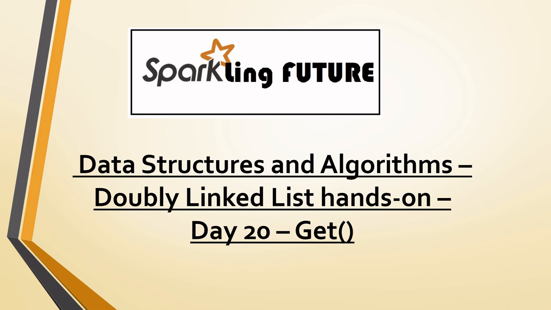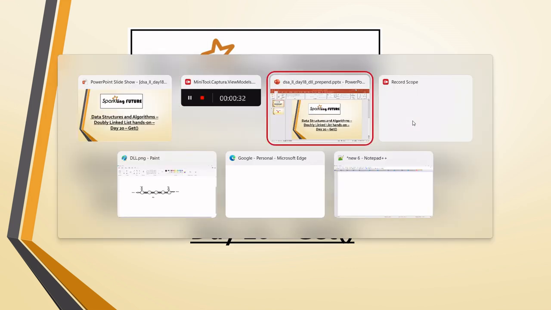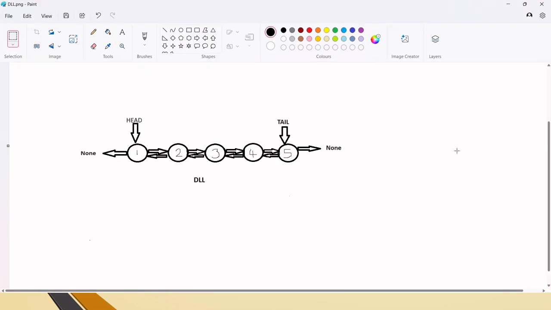Thank you. Friends, in today's video, we will see how to implement the get method for the doubly linked list. This get operation is typically used to fetch the value that is present in the given position or index. Now let's see one sample doubly linked list.